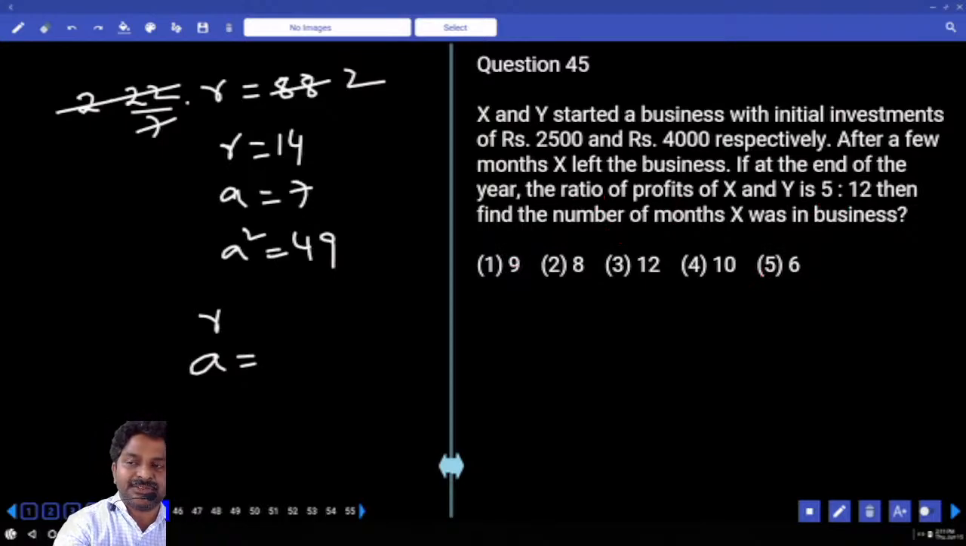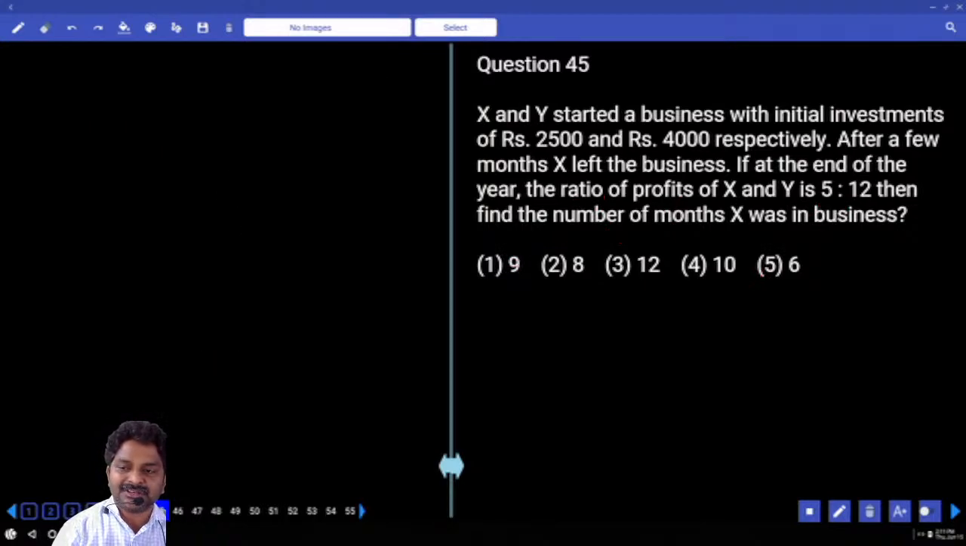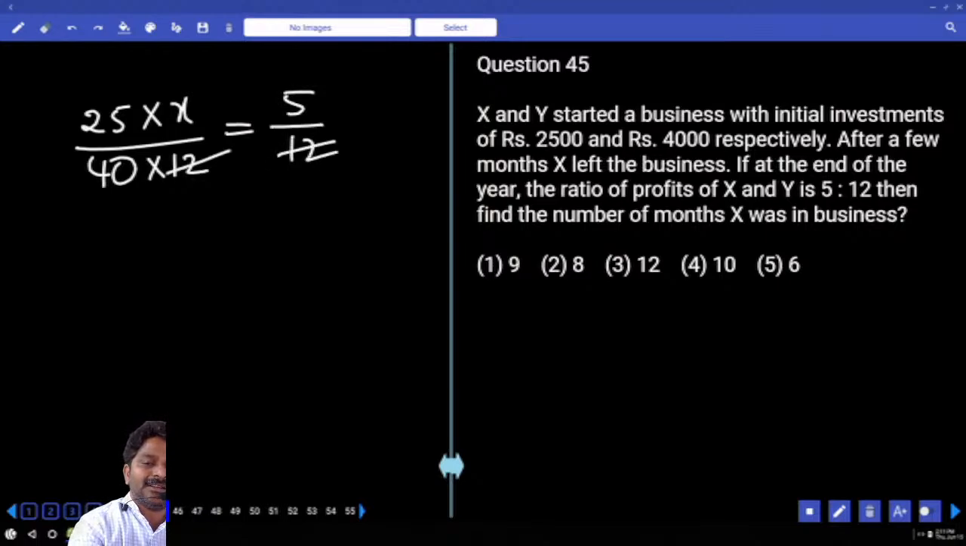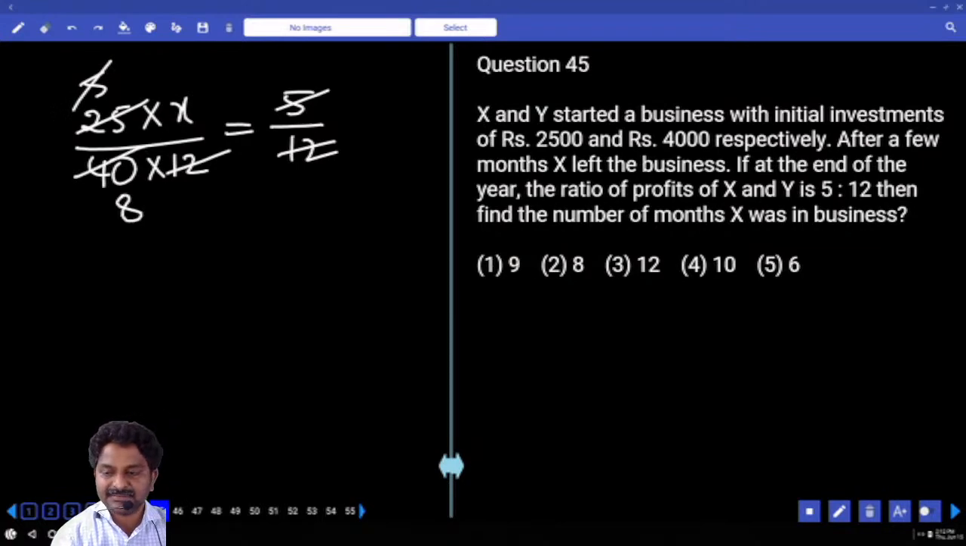X and Y started a business with initial investments of 2,500 and 4,000 respectively. After a few months, X left the business. If at the end of the year, the ratio of profit of X and Y is 5:12, then find the number of months X was in the business. X is there in the business for some time and then left, correct? When you see their investments, 2 zeros are common. X is there for x number of months. Y is there for the total time period, which is 12 months. And the ratio is 5:12. 12 gets cancelled. 5 times 8. x is equal to 8.